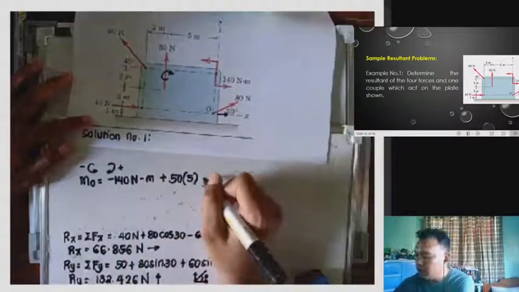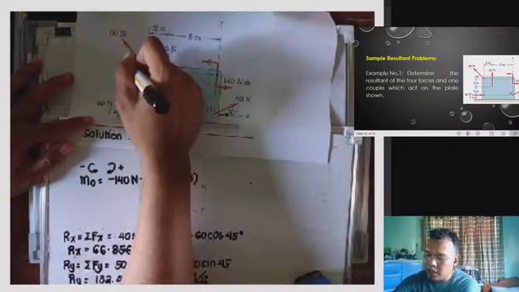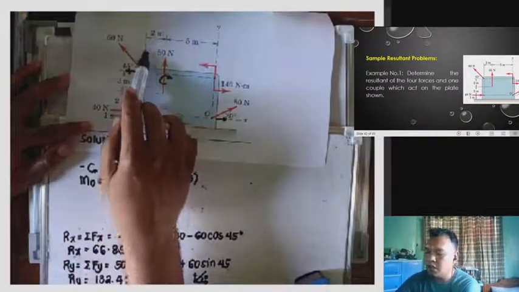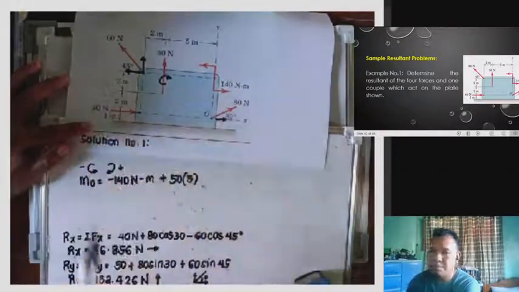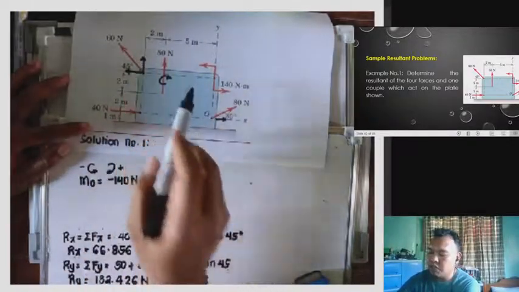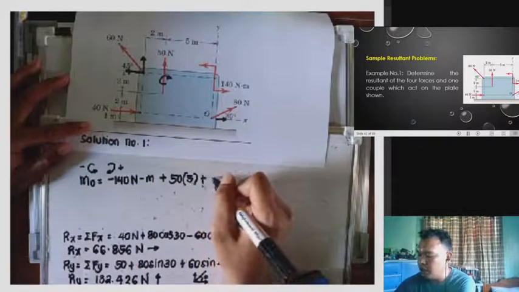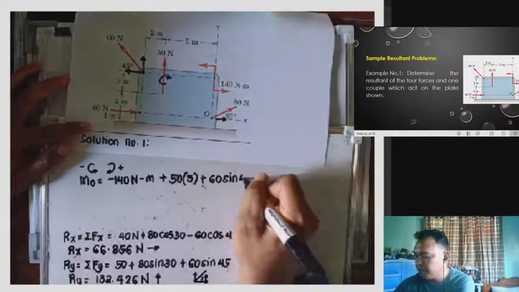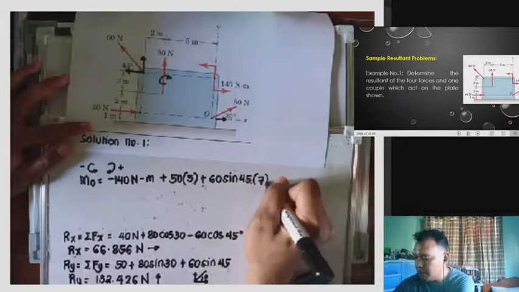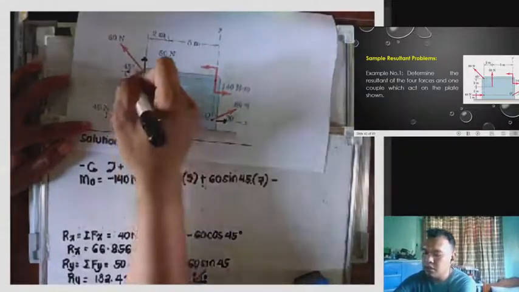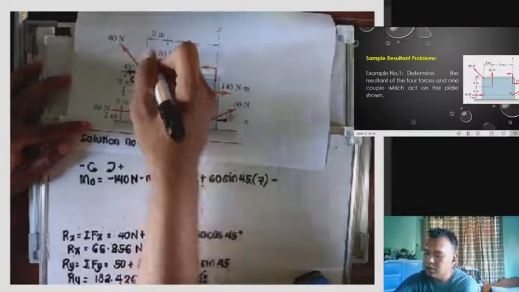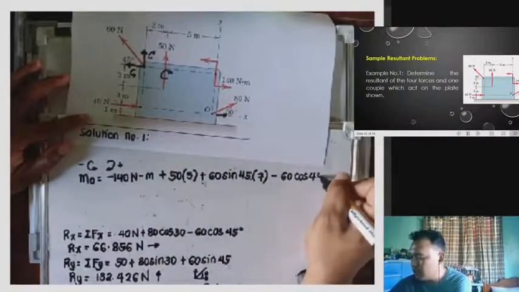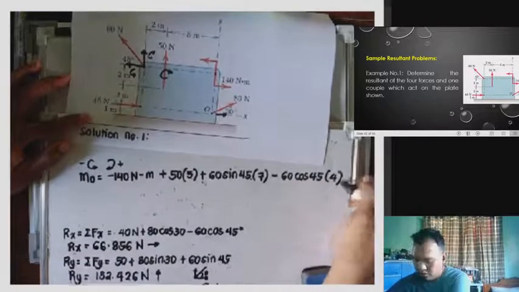So we have here, ito, component ulit tayo pag ganyan at pag ganyan. So pag kinomponent po natin pataas at pababa ito, ito ang galaw nito ay papunta pa ganon, ito ang galaw nito ay pa ganito. So therefore, ito is pag ganyan plus po siya. We have here 60 sine 45 times perpendicular distance 7, minus ito. Galaw nito ay pag ganito, ito ay pag ganito. So therefore, ito ay 60 cosine 45 times the perpendicular distance which is 4.